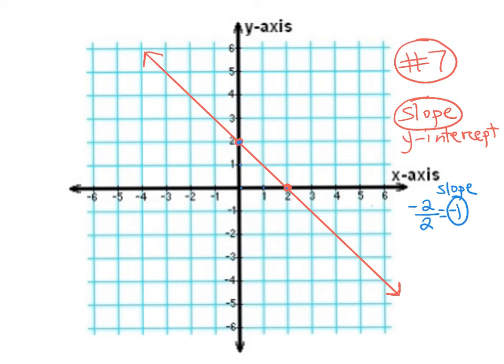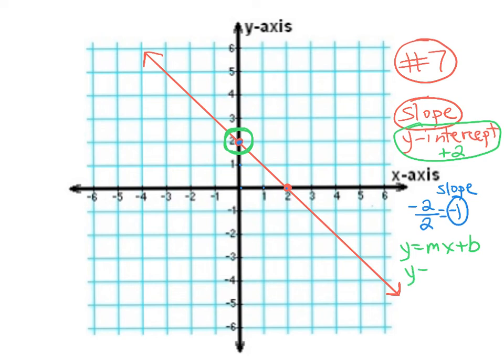I also need to know what's the y-intercept. Where does it cross the y-axis? It crosses the y-axis here at a positive 2. So my y-intercept is a positive 2. If I want to write the equation of the line, I'm going to write it in the form y equals mx plus b.